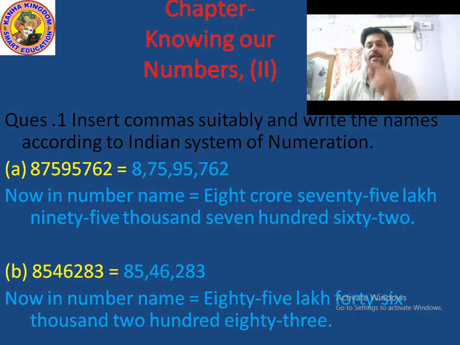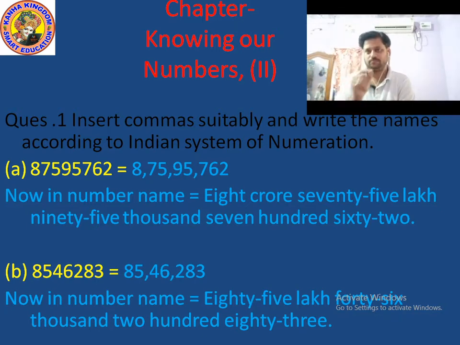Okay, and after the lakhs period, the crores period starts. So is there any digit in the crores period? No digits. So here there are only how many digits? 7 digits. So the exact formation of commas from the right hand side, how?